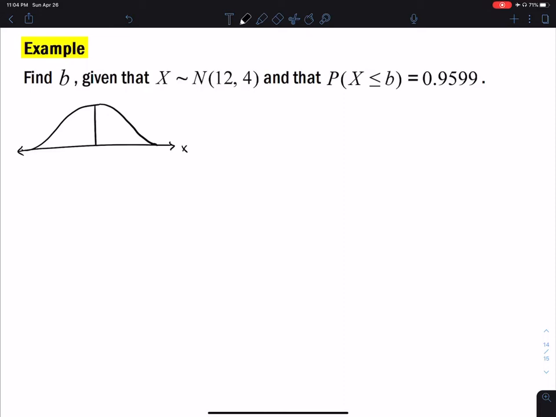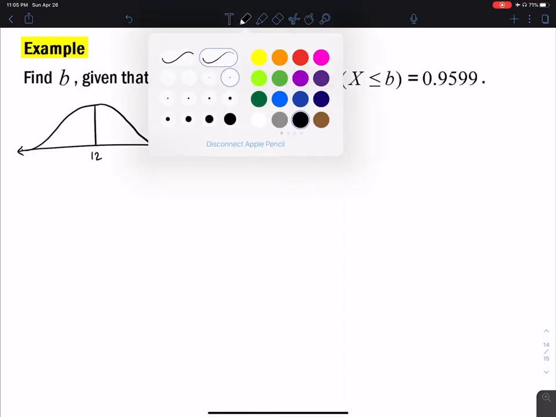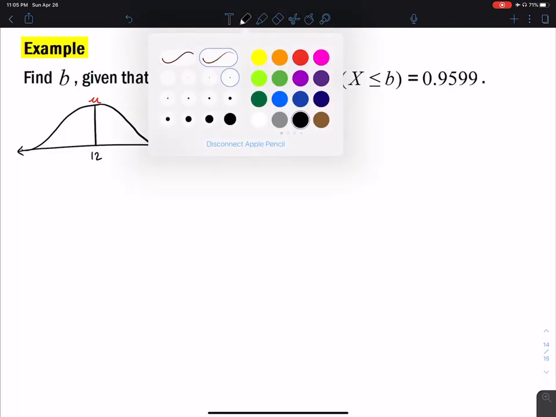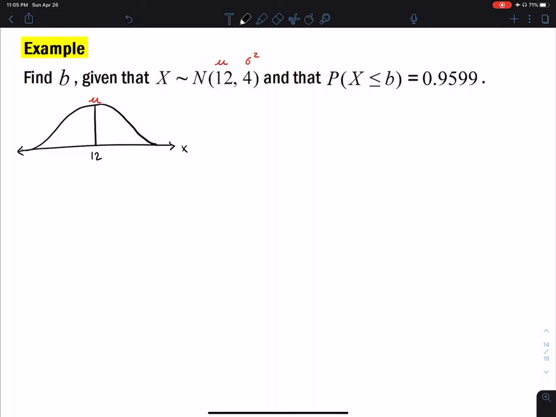My mean is 12. Okay, so I'll put my mu right here. We're given that, and we're given our variance is 4. We are also given that this x value that we're trying to find, b, that the probability that x is less than or equal to that is 95, 96%. So almost the whole entire curve is shaded in, okay?